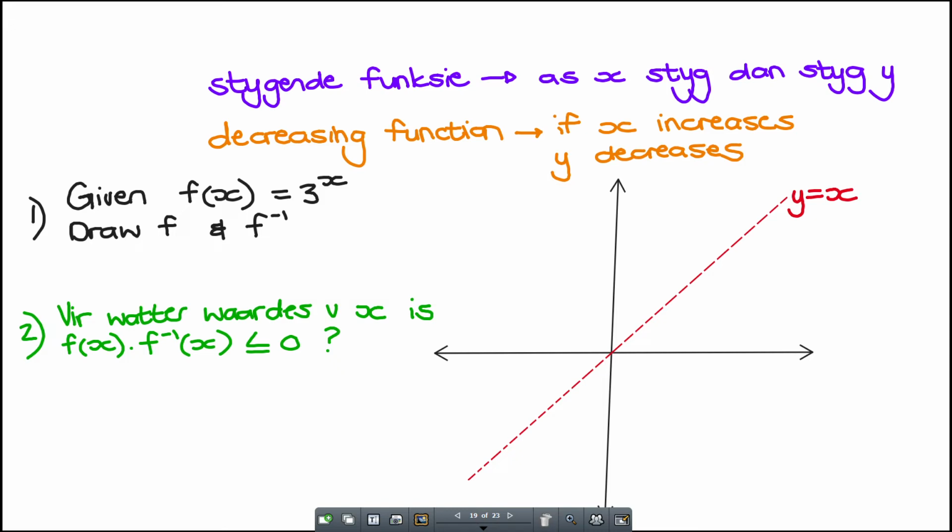Okay, is almal klaar met f(x)? Okay, I'll delete it just now, but what I did is f(x) is actually y is equal to 3 to the power of x. Okay, so what I did is instead of x, I'm going to say, what if x is 0? Dan kry jy mos, y is gelyk aan 3. Okay, so definitely, ek gaan nou net gou eers teken.